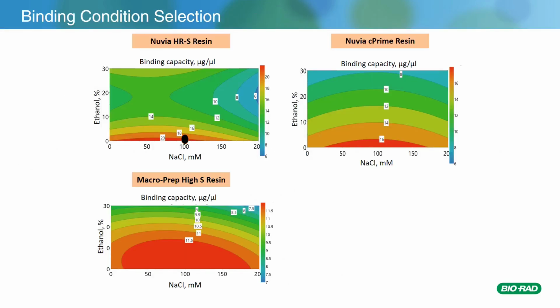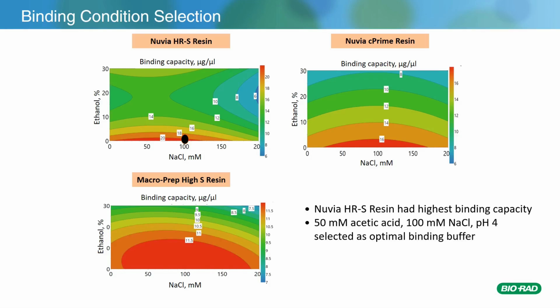Each of the 3 resins were evaluated for their binding capacity for insulin at a range of between 0 to 200 millimolar sodium chloride and ethanol 0 to 30% in acetic acid buffer. Nuvia HRS demonstrated the highest binding capacity for insulin, and the highest binding capacity occurred at 100 millimolar sodium chloride in the absence of ethanol.